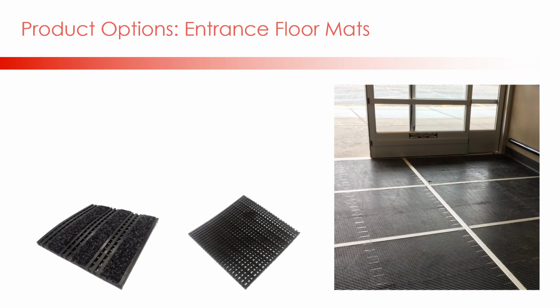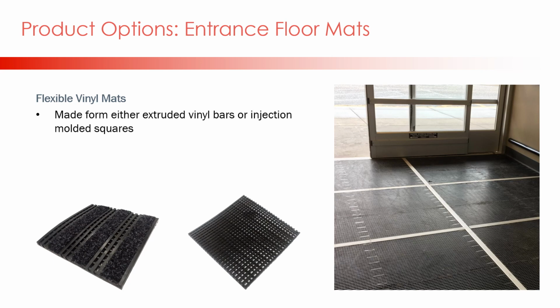The final product to review in the entrance mat section are flexible vinyl mats made from either extruded vinyl bars or injection molded tiles and glued or heat welded together. They are lightweight and can handle heavy rolling loads. The flexible vinyl material allows these mats to be rolled up as easily as a hinged mat.